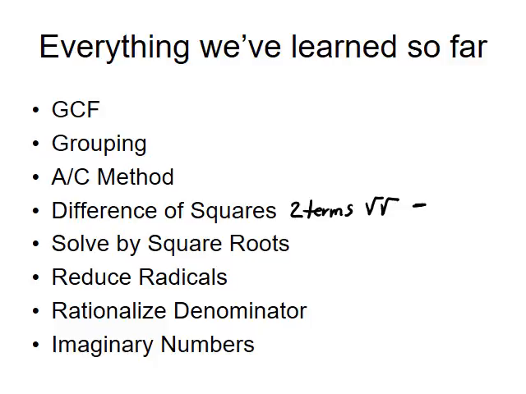We've also solved by square roots, and in that we've had to reduce radicals, meaning a good root and a bad root, or a perfect square and a non-perfect square. We've had to rationalize the denominator, which occurs when you have a radical in the bottom. And we've dealt with imaginary numbers, which come from having a negative under the radical.